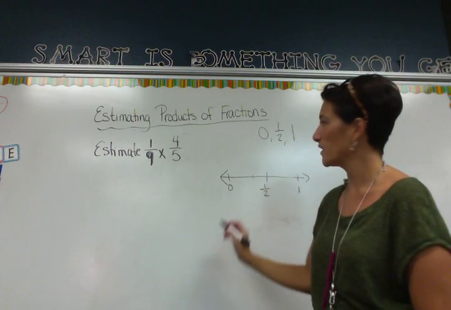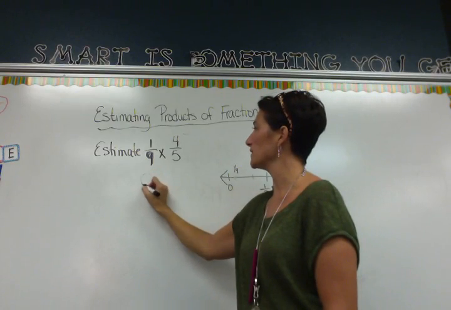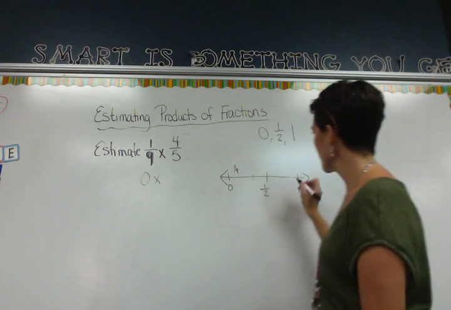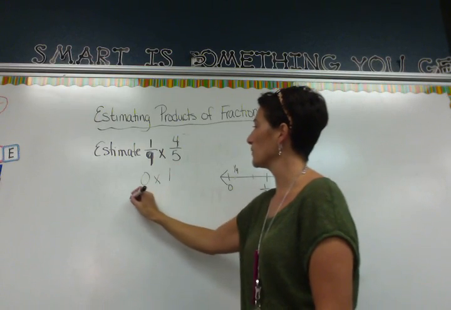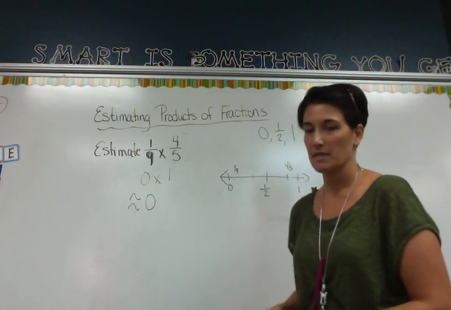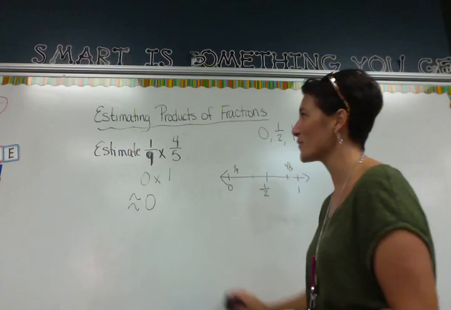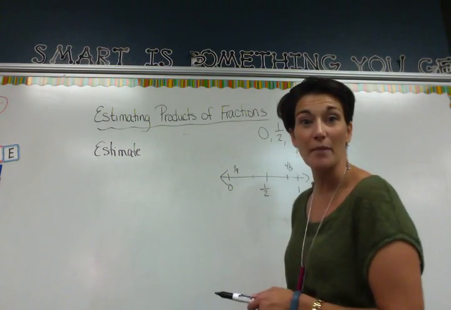So hopefully you figured out that 1/9 would be way over here. So that would be 0. And 4/5 would be over here, around closer to 1. So we would say the answer would be about 0. All right, hopefully you're picking up on this. Let's do 2 more problems, and then the guest teacher is going to talk you through a couple more examples.